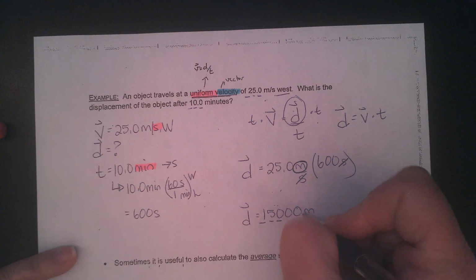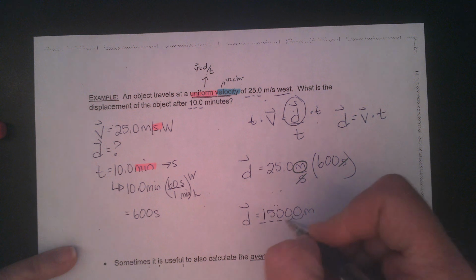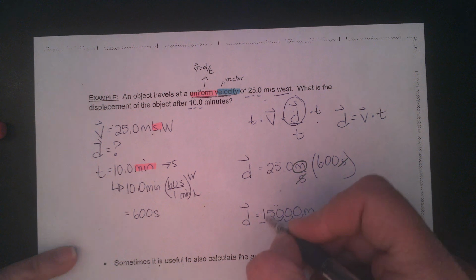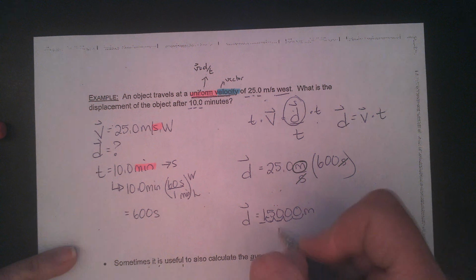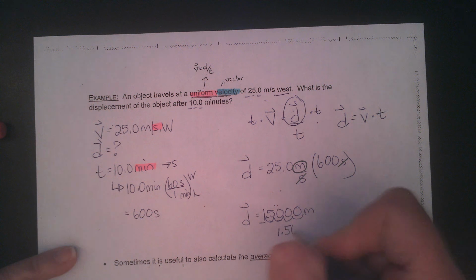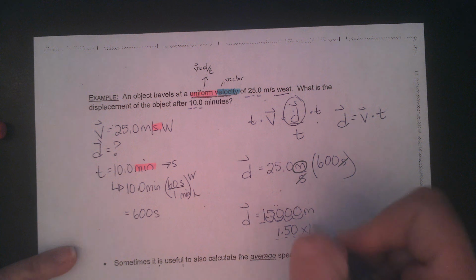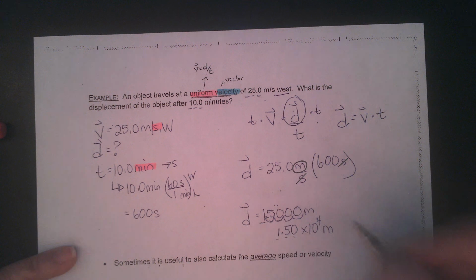Knowing that this is my decimal point right here, and every time I make a jump, it's a factor of 10, 10, 100, 1,000, 10,000. I'm going to be 1.50, so I satisfy my 3 significant digits, times 10 to the 4, 1, 2, 3, 4, meters.